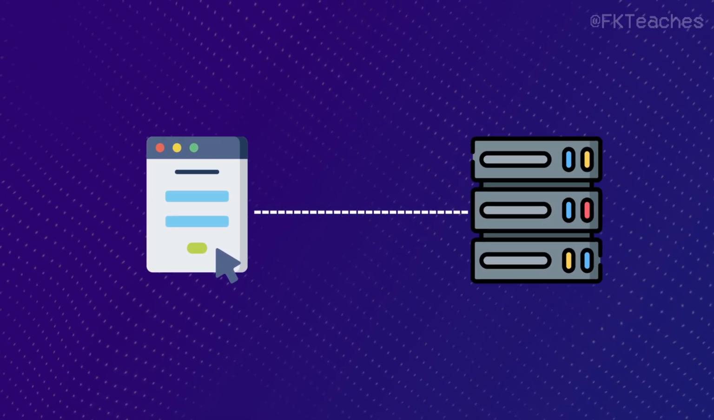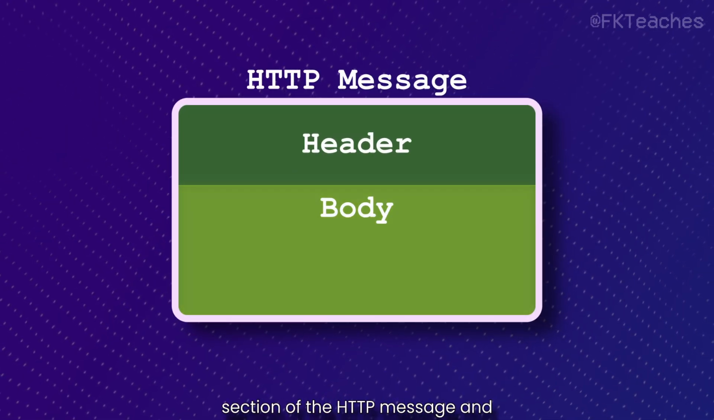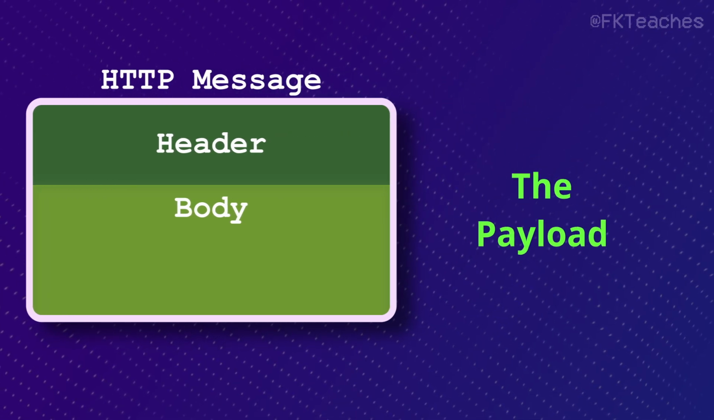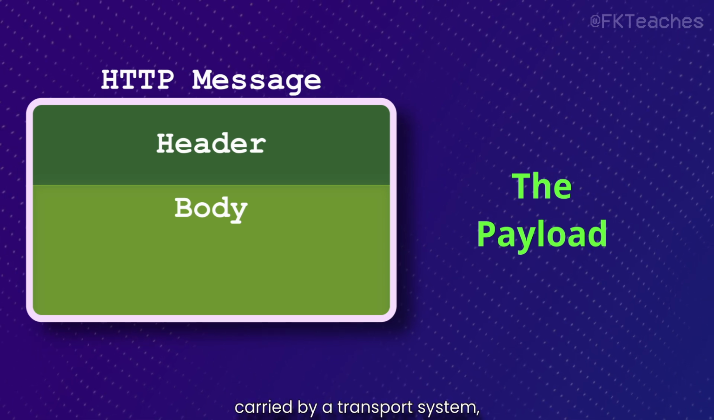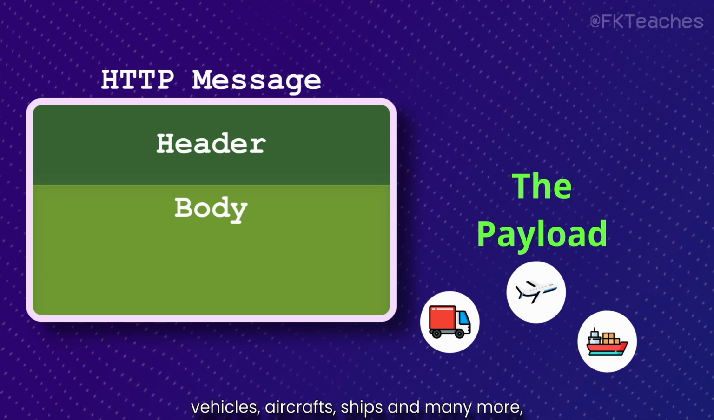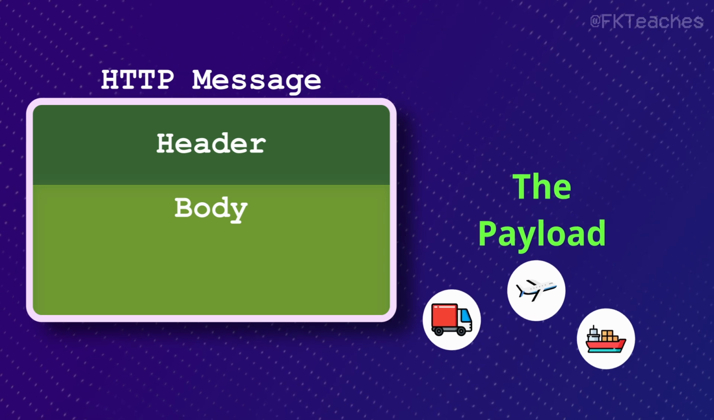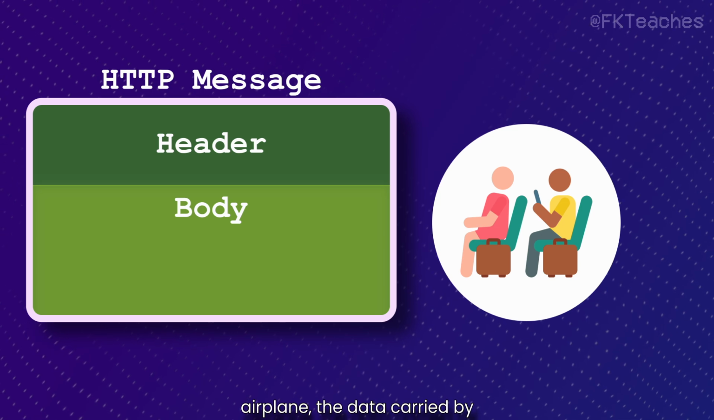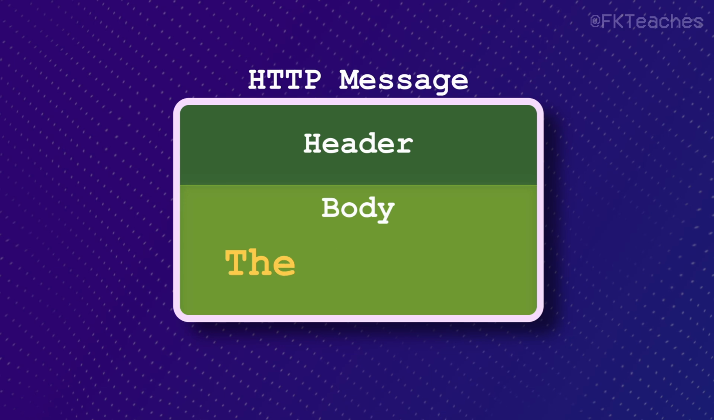Data sent by using a POST request is conveyed in the body section of the HTTP message and is often referred to as the payload, a term derived from the definition of every other load carried by a transport system: vehicles, aircrafts, ships, and many more, which does not include what is necessary for its operation. Just as passengers and luggage are considered payload on an airplane, the data carried by HTTP request messages in the body of the message are the payload.